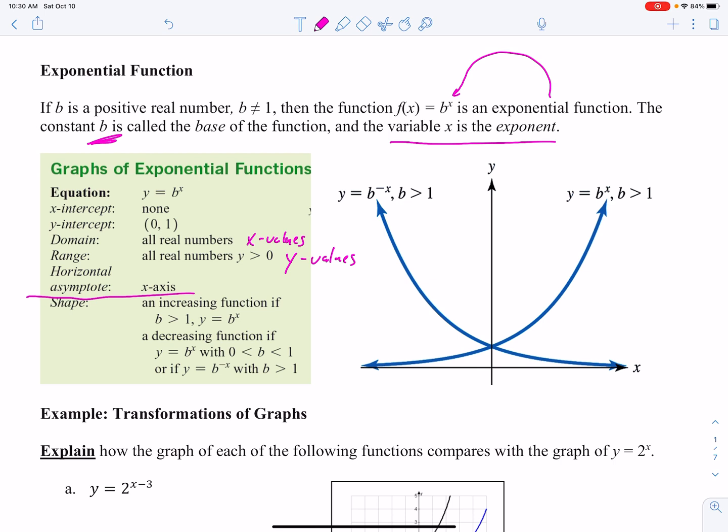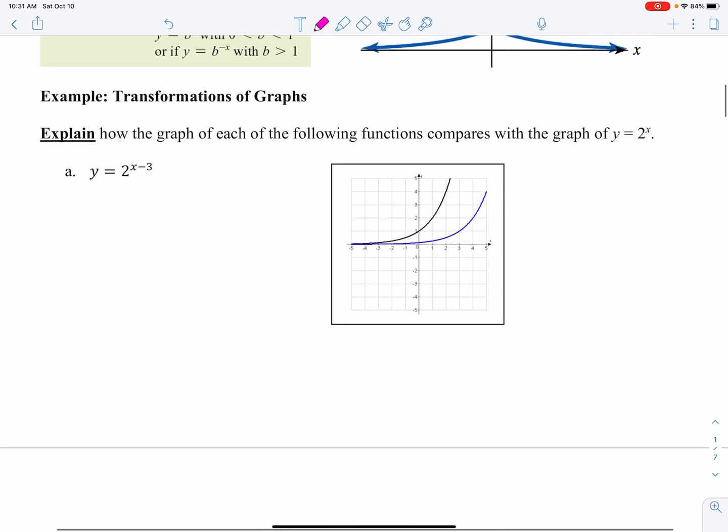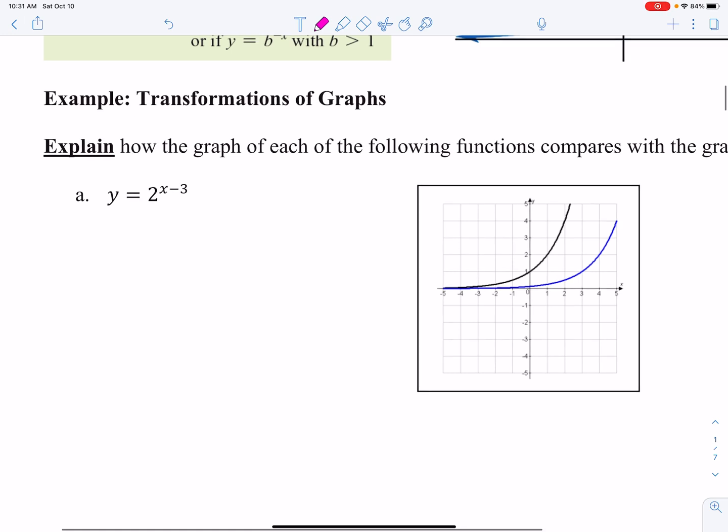All right, and you can see the two shapes. If we have a negative x power, it goes up to the left, and if it's a positive x exponent, then it goes up to the right. Last chapter we talked about shifting graphs, so you should be able to look at a function and see where it's shifted: left, right, up, down, stretch, compress, etc.